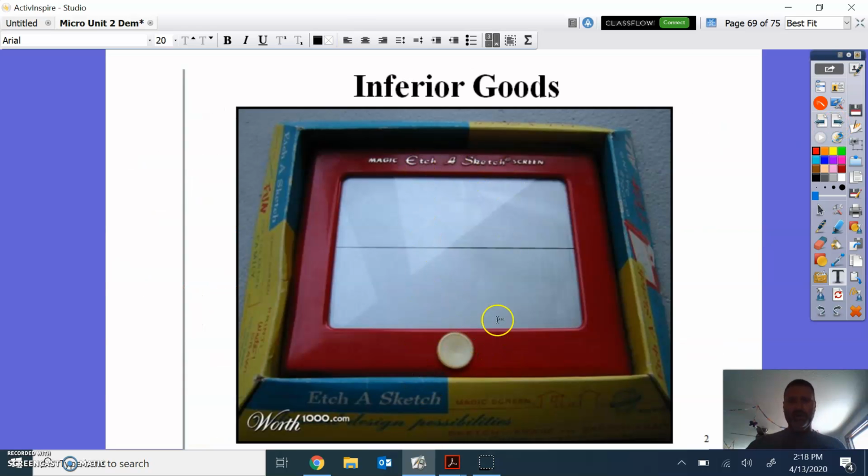I didn't even know Etch-a-Sketches only had one. I thought they had two knobs to play with, but this one only apparently has one. Maybe that's an old one.